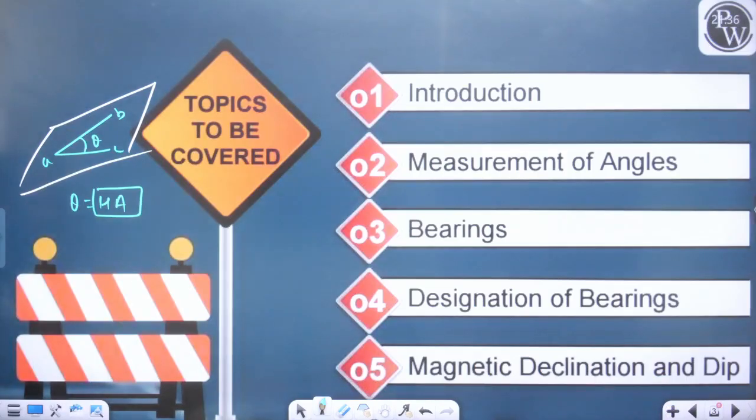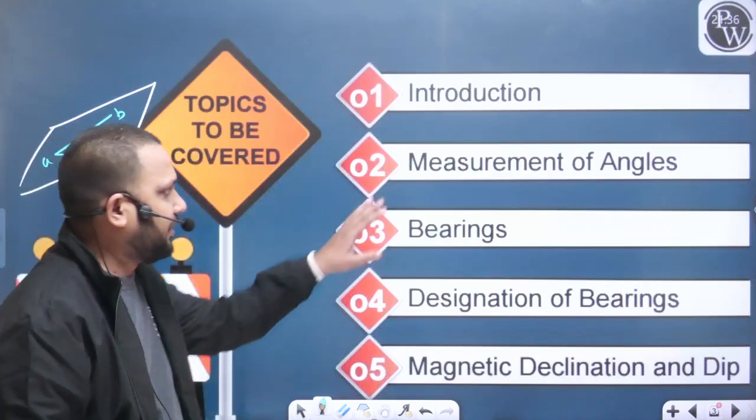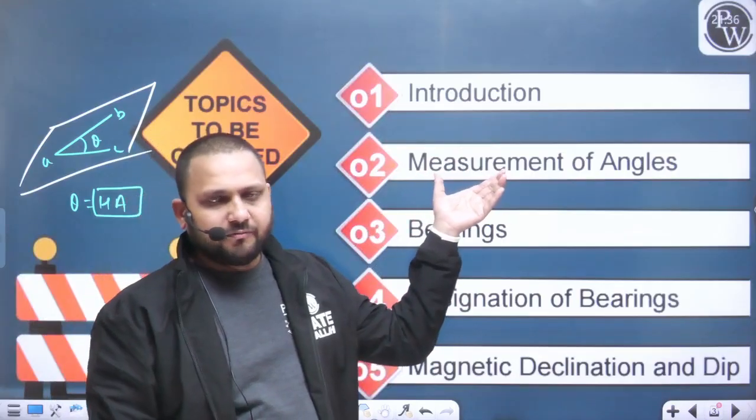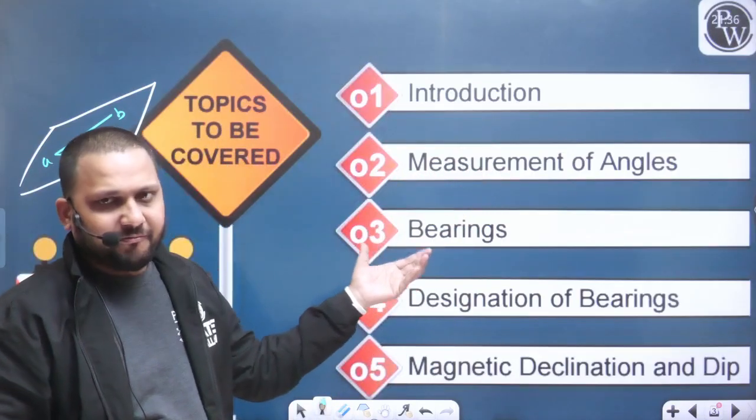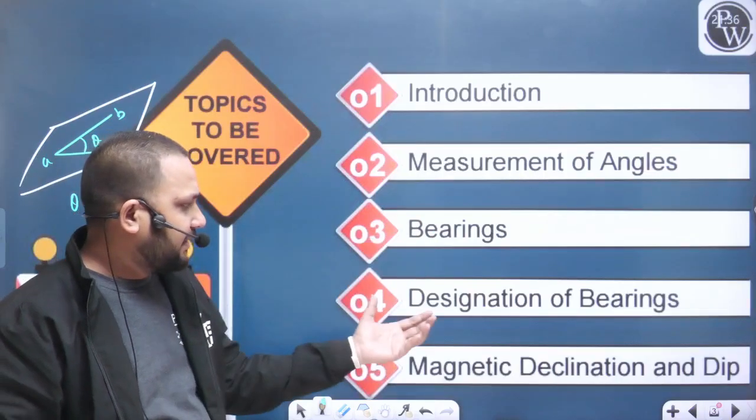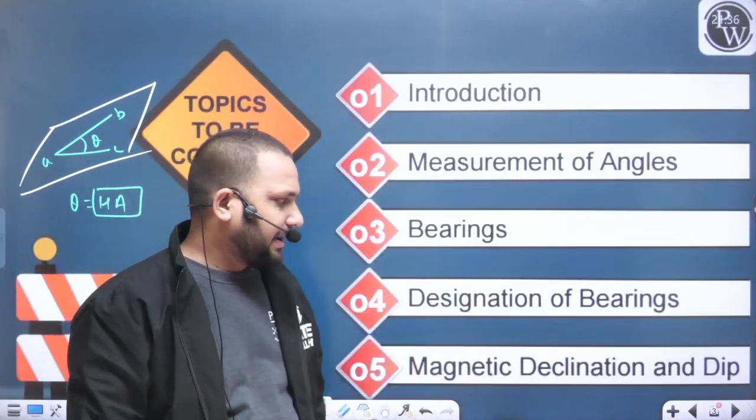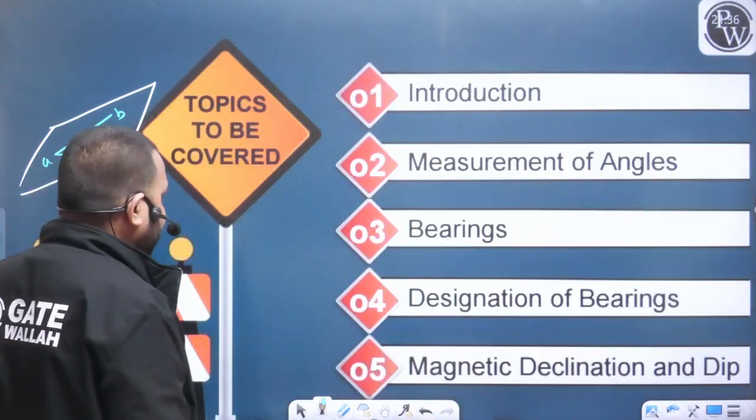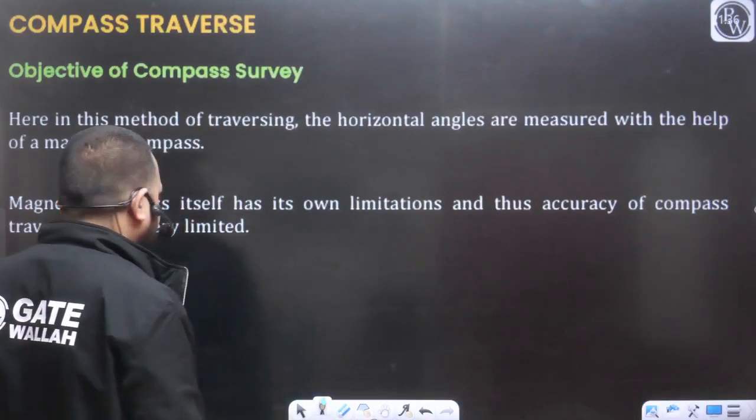In the case of compass surveying, in this lecture, we will cover the introductory part. We will see how we can measure the angle with the help of the compass. What are the various terminologies like bearings, designation of the bearings, and the magnetic declination and the dip. These are the topics that we will cover. So let's start the discussion.